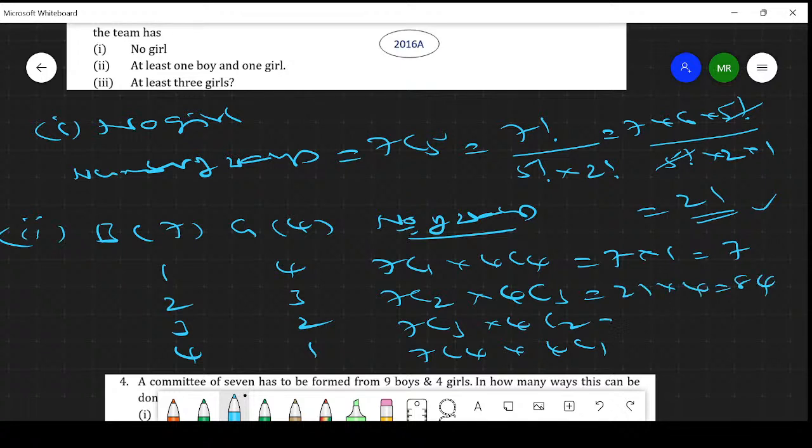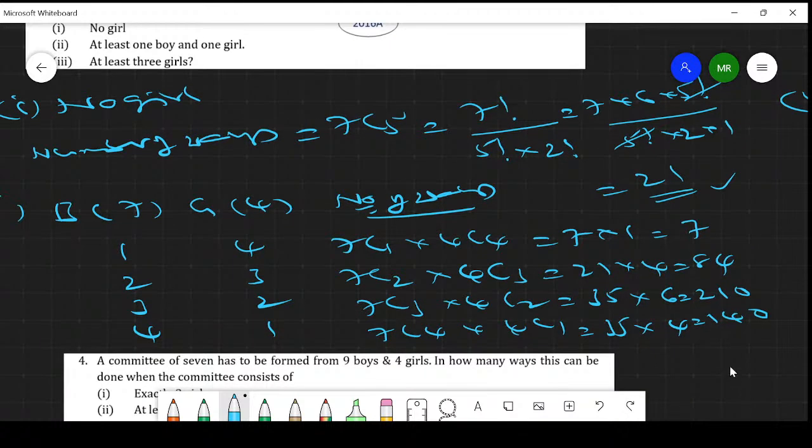84. Next 7C3 into 4C2. 7C3 is 35, and 4C2 will be 6. 210 it comes. And 7C4 is also 35, into 4C1, 4 it comes. It will be 140. Total you can add now. This is also a most important one. Chances are there to ask this in the exam.